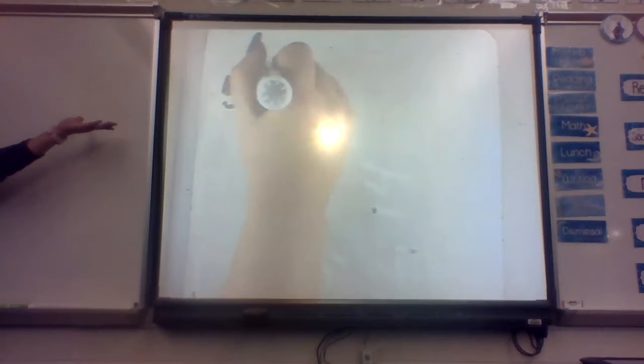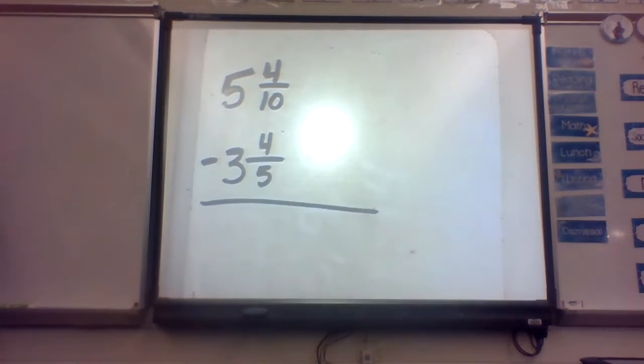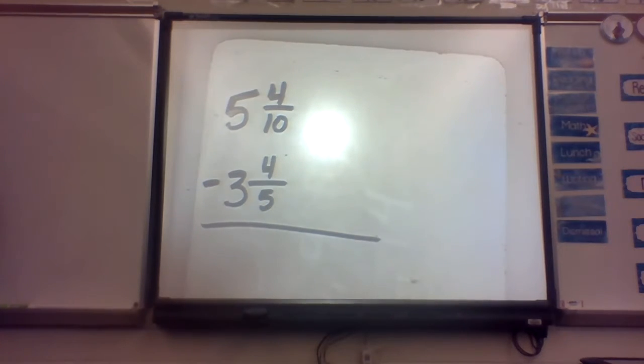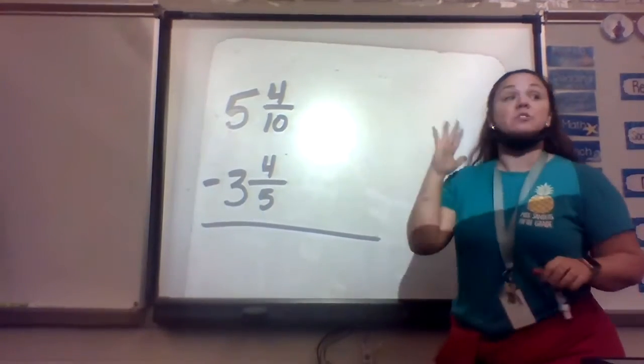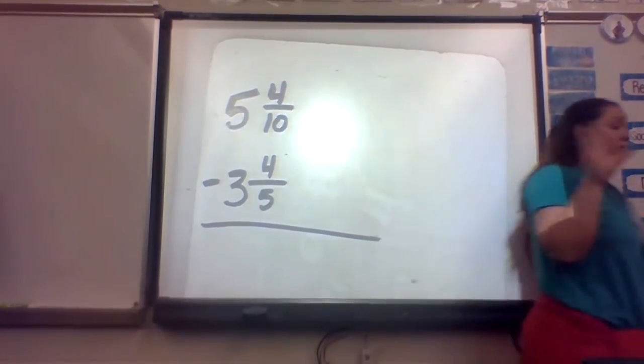So my first one says 5 and 4/10 minus 3 and 4/5. Like I said, don't go too fast with borrowing, because sometimes you don't have to borrow. So sometimes you do not have to do what we call the rainbow. Sometimes you can subtract and it works. So don't get ahead of yourself.